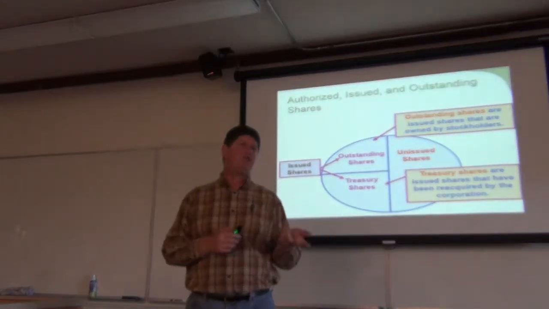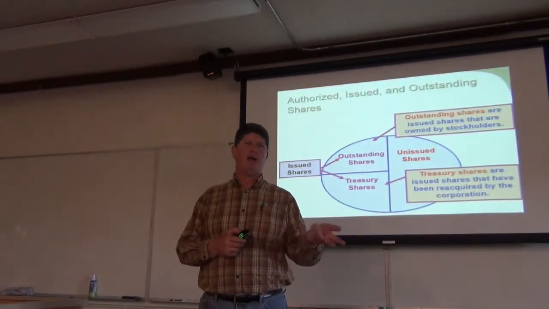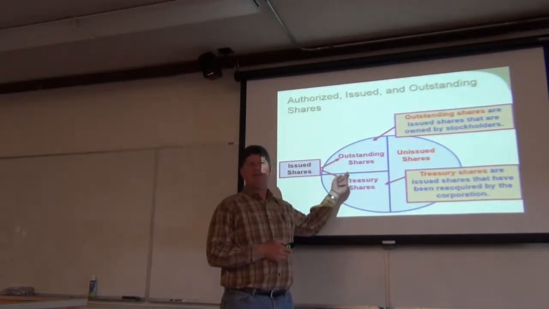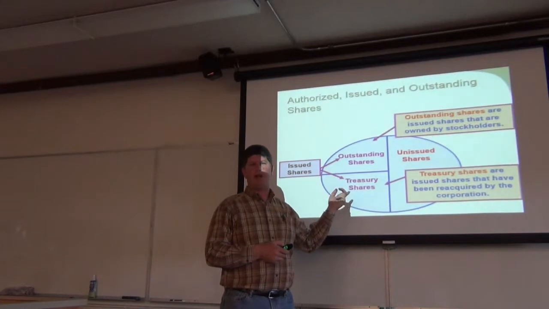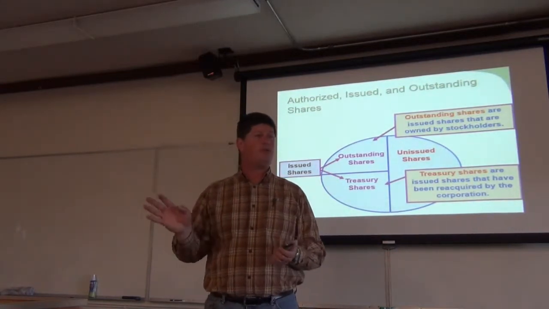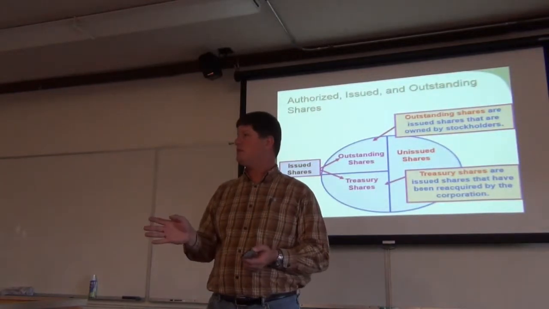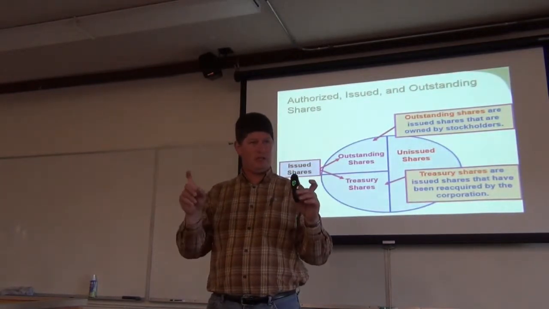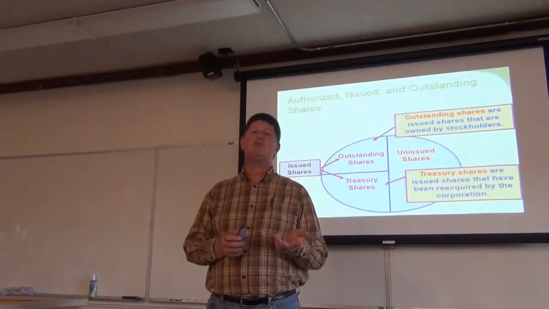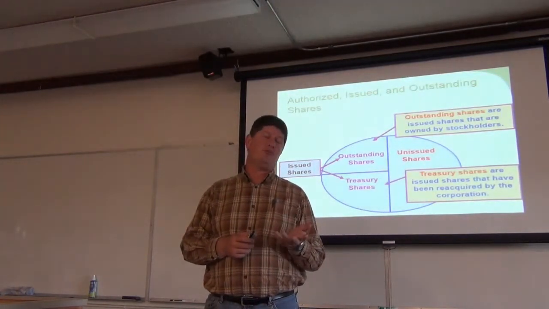So if the company issued 1 million shares and then bought back 100,000, you'd have 900,000 outstanding and 100,000 treasury stock. Treasury stock gets no voting rights. No one owns it. They don't get dividends. They just kind of go into limbo. Okay? Companies do this because, well, there's a number of reasons.